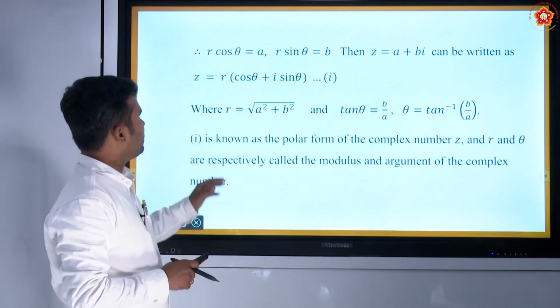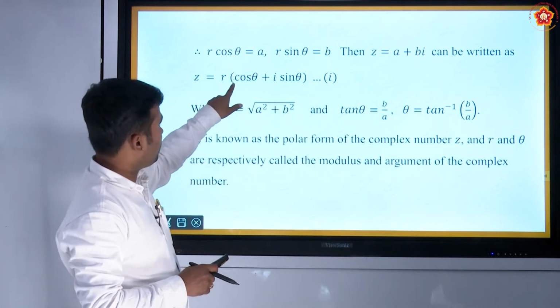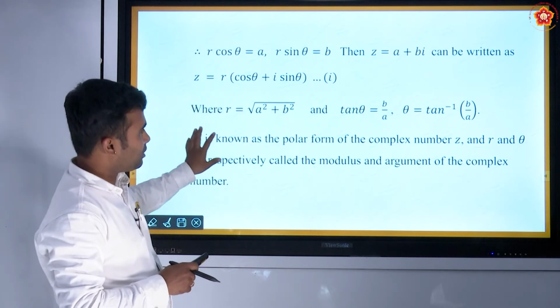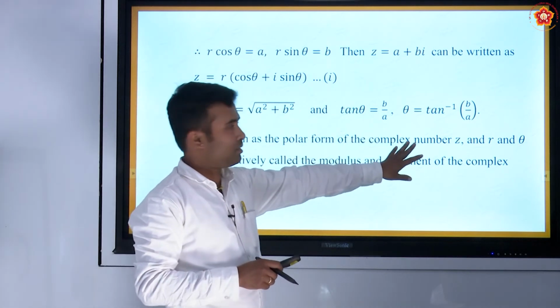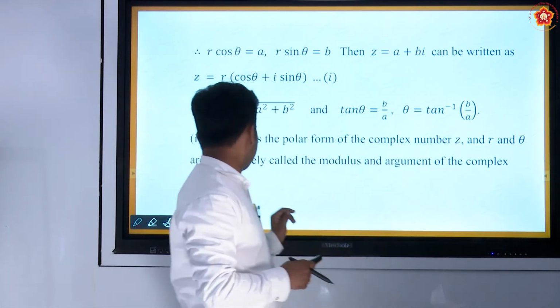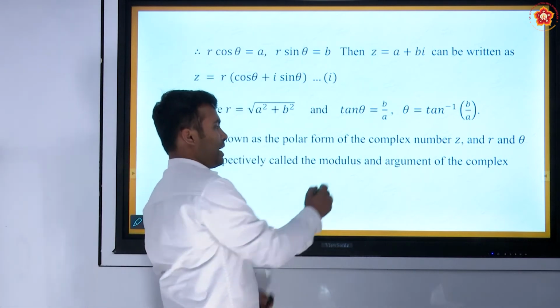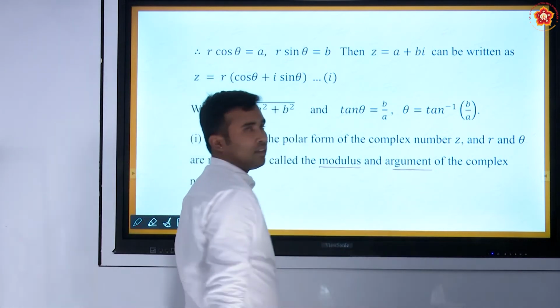And here we can say that, what is R? R and theta are nothing but the modulus as well as the argument of a complex number.